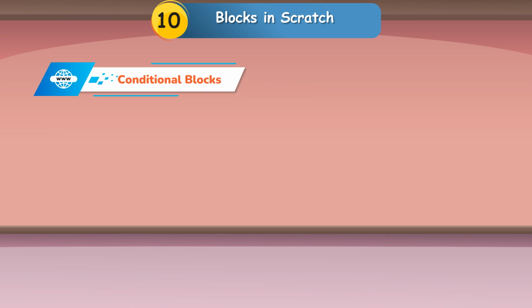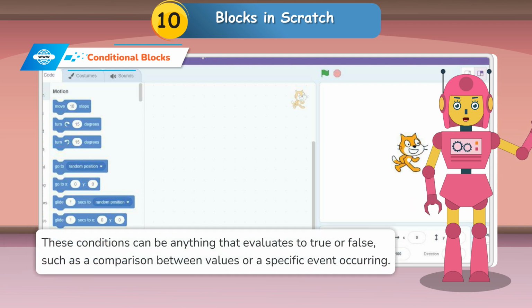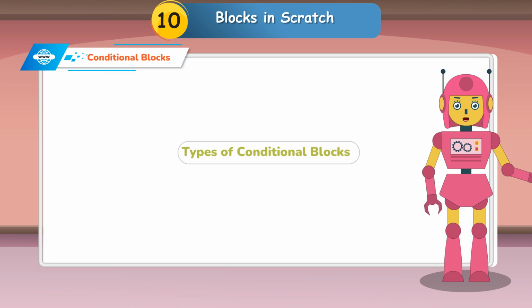Conditional blocks. In programming, conditional blocks allow you to execute certain parts of code based on whether specific conditions are met. These conditions can be anything that evaluates to true or false, such as a comparison between values or a specific event occurring.